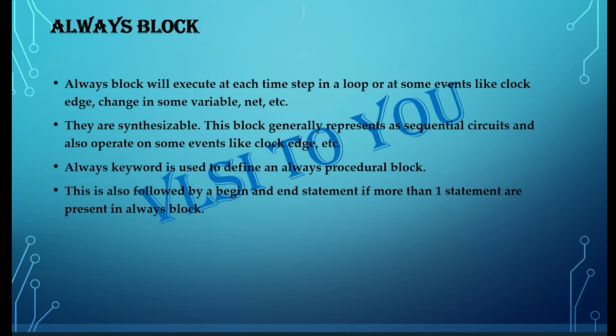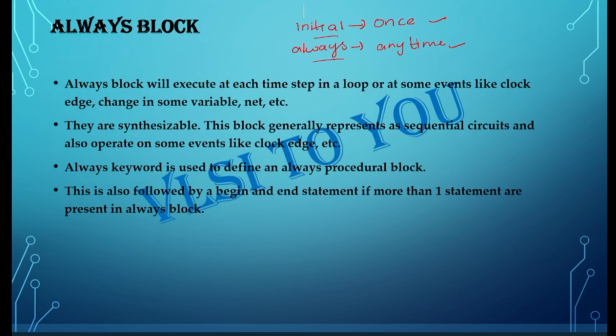In the previous session, we discussed that an initial block is something which will be executed only once, is it or not? When coming to the always block, it is the opposite of that. You can execute the always block any number of times you need. So this is the main difference between the initial block and the always block. Like, the initial block is executed only once, whereas the always block can be executed any number of times that is required. And also, one more difference is that the initial block is non-synthesizable.